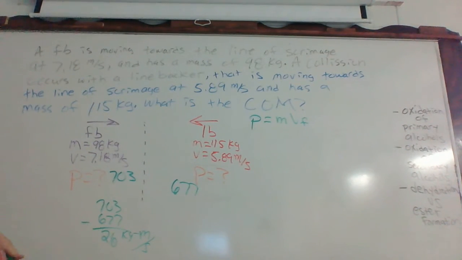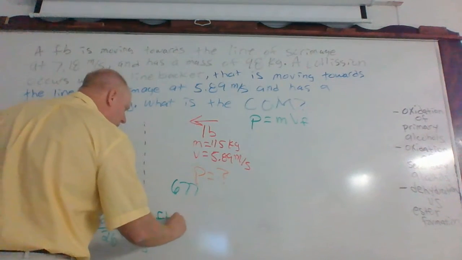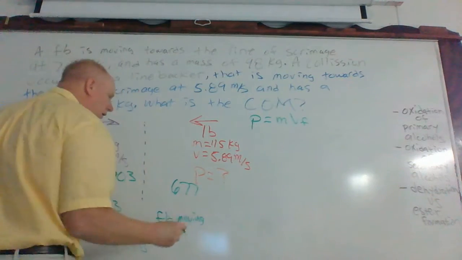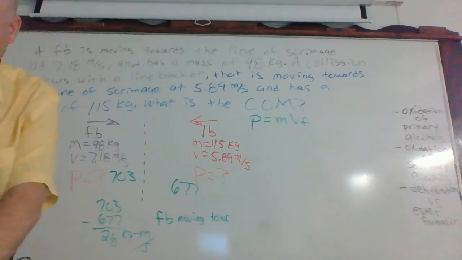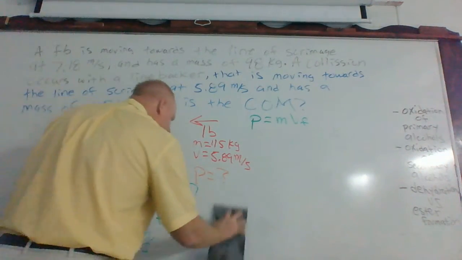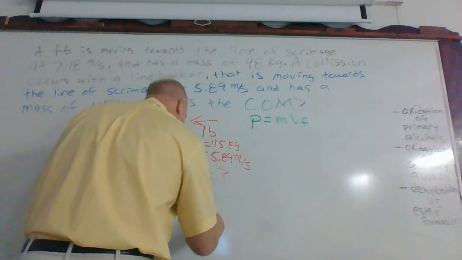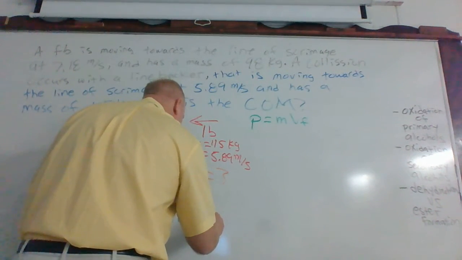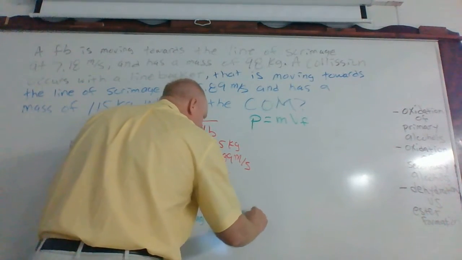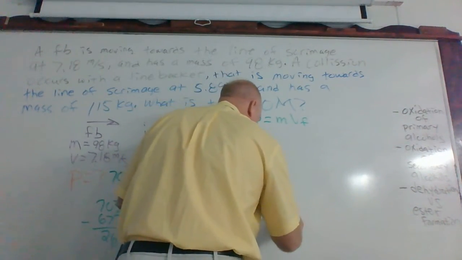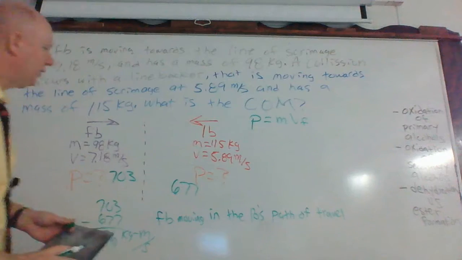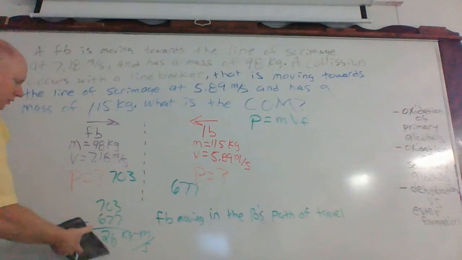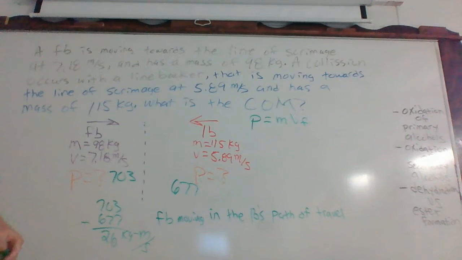So then what that means is we got this much of the fullback moving in the linebacker's path of travel. But the big thing is solving for these momentums, and once you find them, you subtract them. That's what the conservation is.